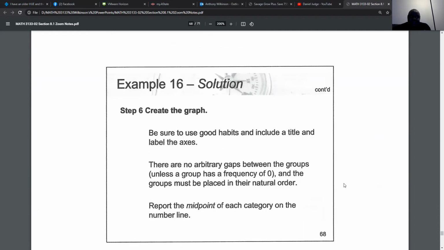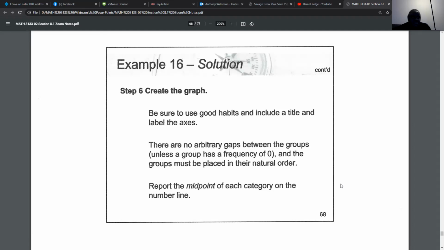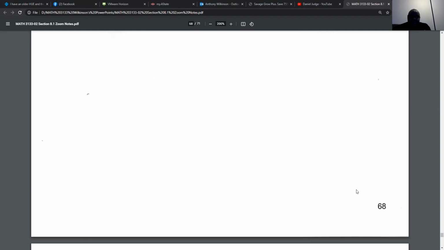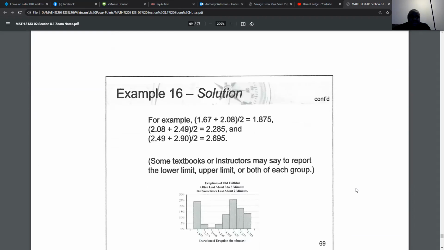And then next we create the graph. Include a title and label the axis as well. There are no arbitrary gaps between the groups unless a group has a frequency of 0, and the groups must be placed in their natural order. Also report the midpoint of each category on the number line. Now, let's talk about how to find a midpoint on this next slide.